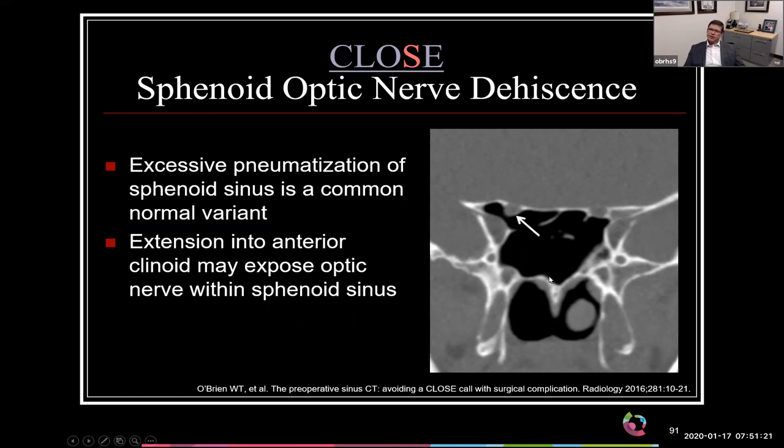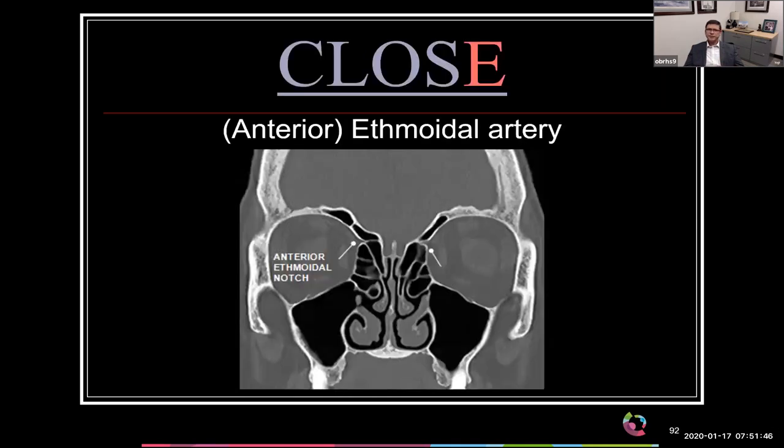And the reason this is important is, if the surgeon is in the sphenoid sinus and that optic nerve is uncovered or has no bony covering, the surgeon really can't see it because everything has a thin mucosal surface. So the only thing they might be able to see is a small bulge. But other than that, if they start stripping away that mucosa, they could easily inadvertently injure that optic nerve with irreparable visual damage. So you really want to make sure you look for this.